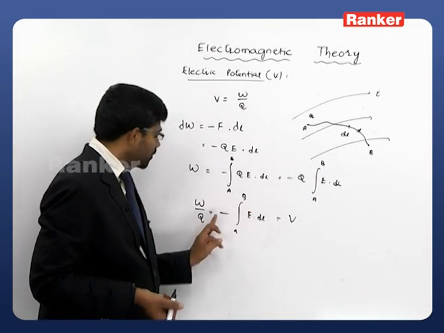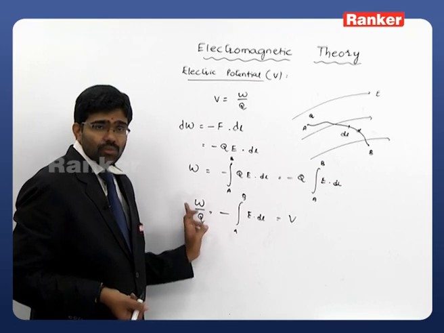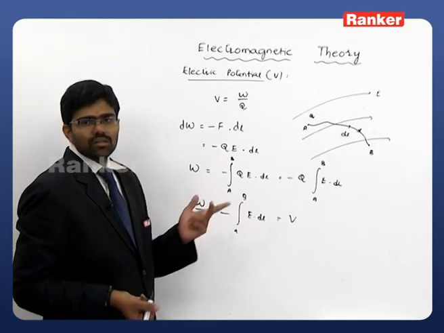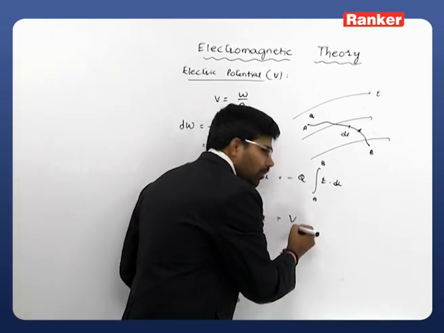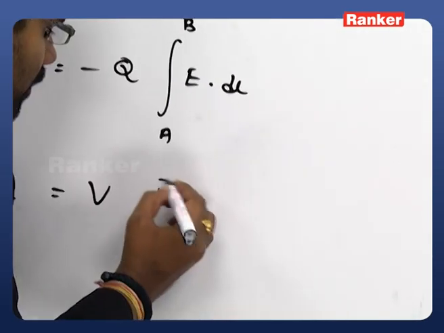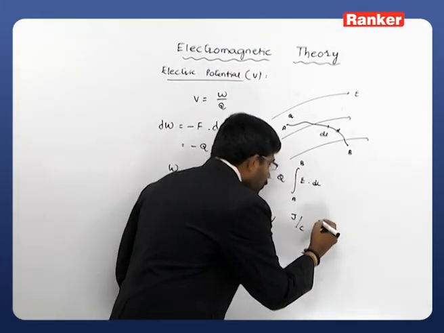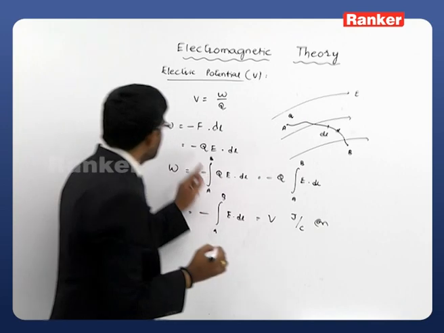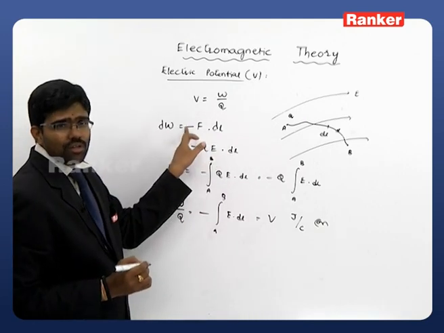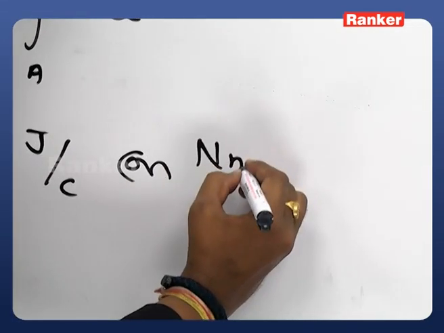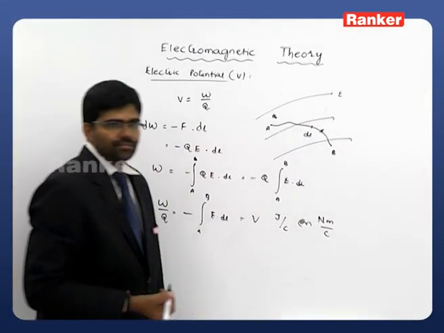Now what are the units of this potential? From the basic definition, what are the units of work done? Joule. And what are the units of charge? Coulomb. So the potential can be represented as joule per coulomb. Or one more, Newton meter. So work done is nothing but force into displacement. Force is Newton, displacement is meter. That is Newton meter per coulomb.